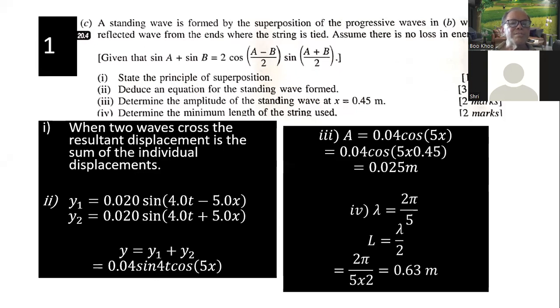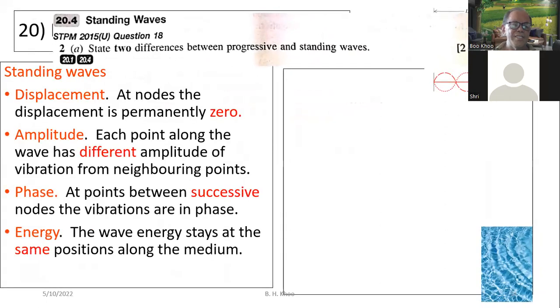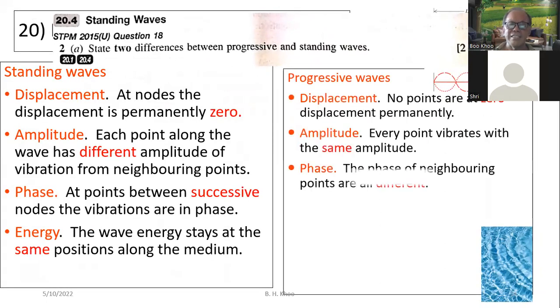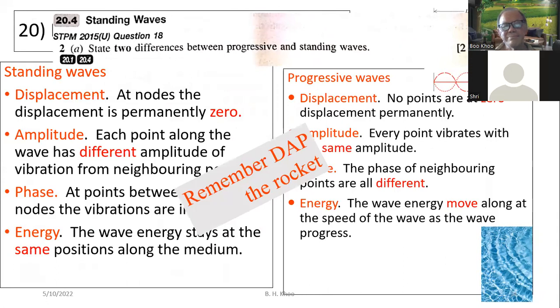Okay, let's carry on to number 2. Last question. Just choose any of these. This one is in the notes that I've given you. Remember DAP, that's all. Energy doesn't move along in standing wave, whereas in progressive wave, the energy moves along with the wave.